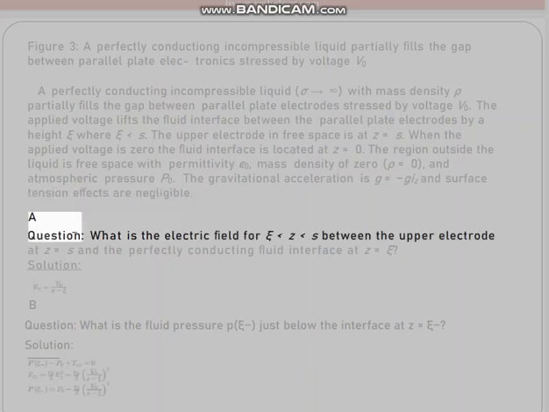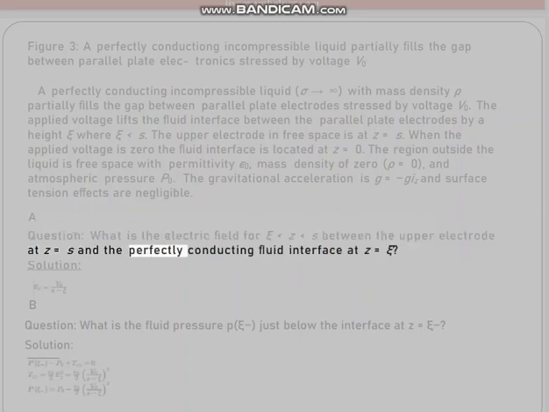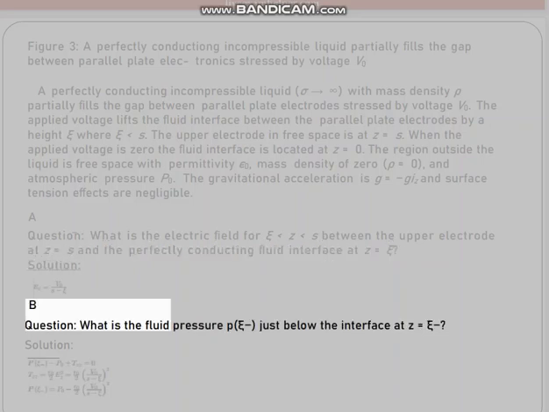A question: what is the electric field for psi < z < s between the upper electrode at z equals s and the perfectly conducting fluid interface at z equals psi? Solution. B question: what is the fluid pressure P, psi minus, just below the interface at z equals psi minus? Solution.